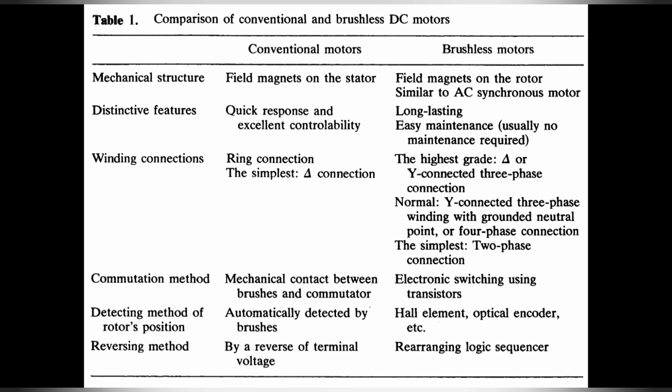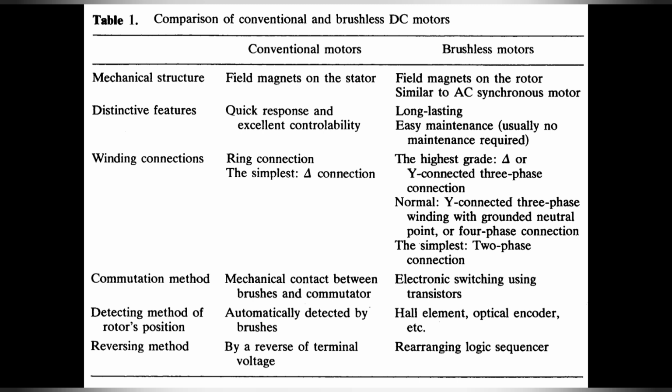Winding connections: the commonly used connection is ring connection, in its simplest form the delta connection. Coming to the brushless DC, the highest grade motor will have either a delta or star connected 3-phase connection. A normal grade motor will have a star connected 3-phase winding with grounded neutral point, or a 4-phase connection. The simplest grade motor will have a 2-phase connection.